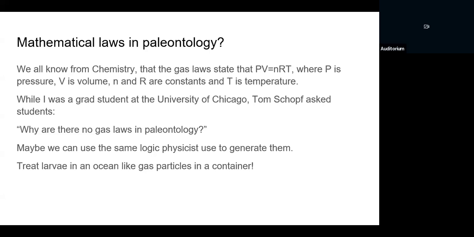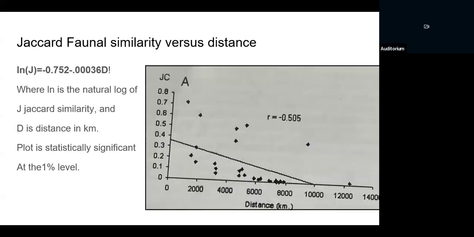Use the same sort of methodology as physicists use and see if we can come up with some kind of mathematical relationships. And Dr. Schopf was absolutely correct. There are mathematical laws that relate faunal similarity to distance. It sort of makes sense, right? If I've got two areas and they're close together where waves and currents can mix the larvae, they're going to be the same, right? And if I separate them, the larvae are going to eventually settle out. So the species are going to be different. So it's common sense that they're going to be different.